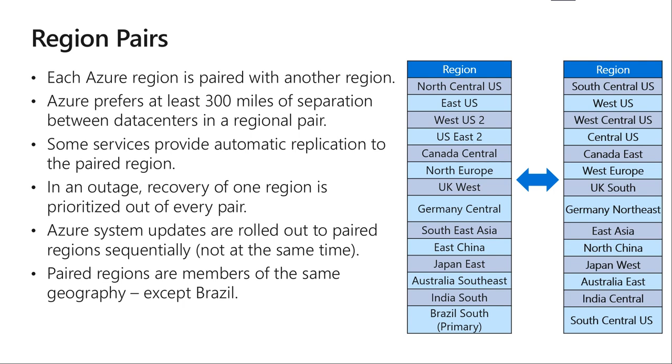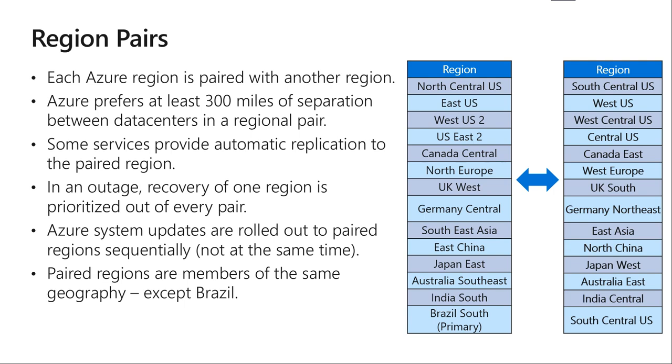The regional pair has physical isolation. When possible, there should be at least 300 miles of separation between the data centers in a regional pair, although this isn't practical or possible in every geography. 300 miles is roughly 500 kilometers. Physical data center separation reduces the likelihood of natural disasters, power outages, or physical network outages affecting both regions at once, to ensure that if one data center goes down, another one is still there to support all the customers. And there's platform-provided replication. Some services such as geo-redundant storage provide automatic replication to the paired region.